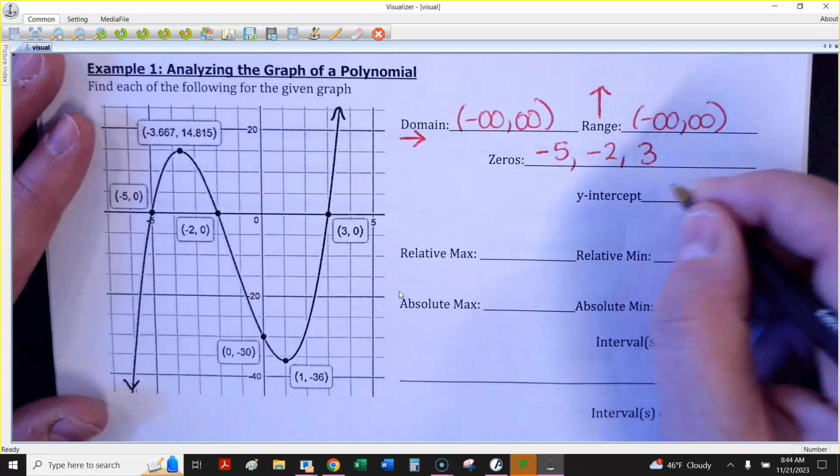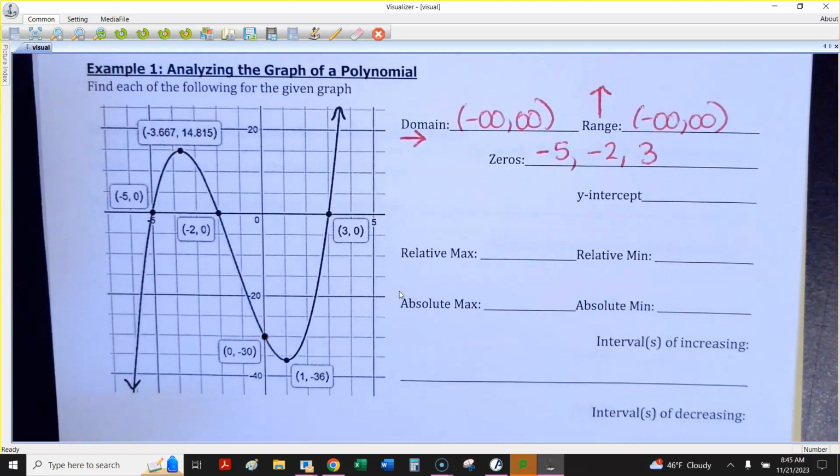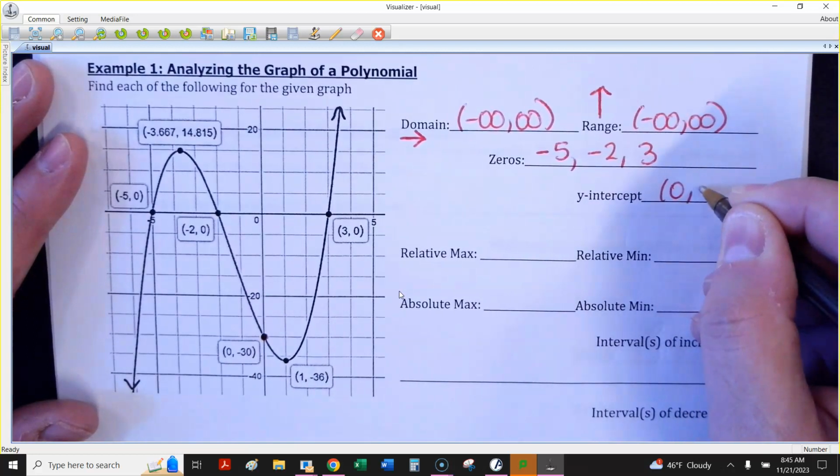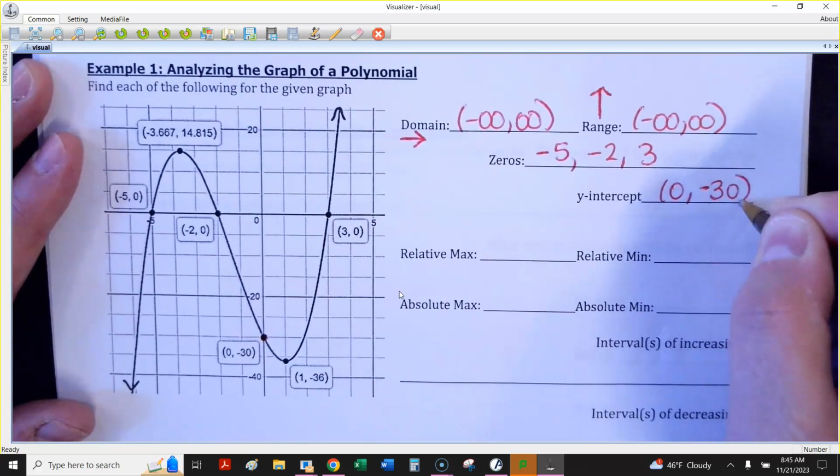Yes. So the y-intercept is just where your graph crosses or touches the y-axis. So the x-coordinate should always be 0 at that point. So it would be (0, -30).